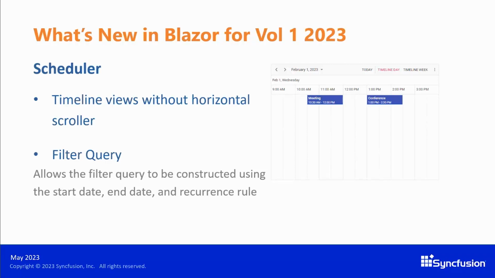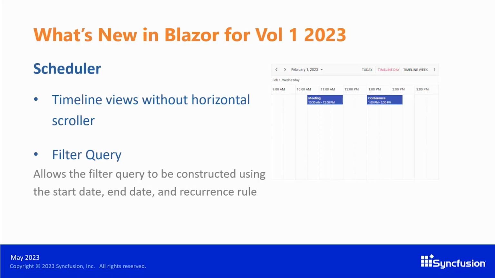Next, moving on to another improvement added to the scheduler component. That is the filter query. Whenever you work with the OData API and such, we are now providing a built-in API that allows the user to construct the filter query automatically by making use of the scheduler's start date, end date, and recurrence rule information.